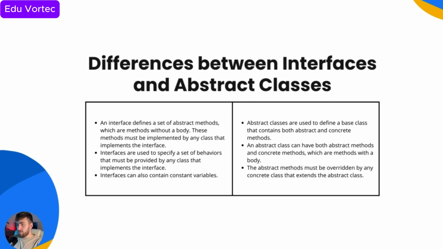So, to summarize, interfaces only contain abstract methods, while abstract classes can contain both abstract and concrete methods. When you use interfaces, you are specifying a set of behaviors that must be provided by any class that implements the interface. When you use abstract classes, you are providing a blueprint for subclasses which must implement the abstract methods to make them concrete. Now, the question arises, when should we use interfaces and when should we use abstract classes?